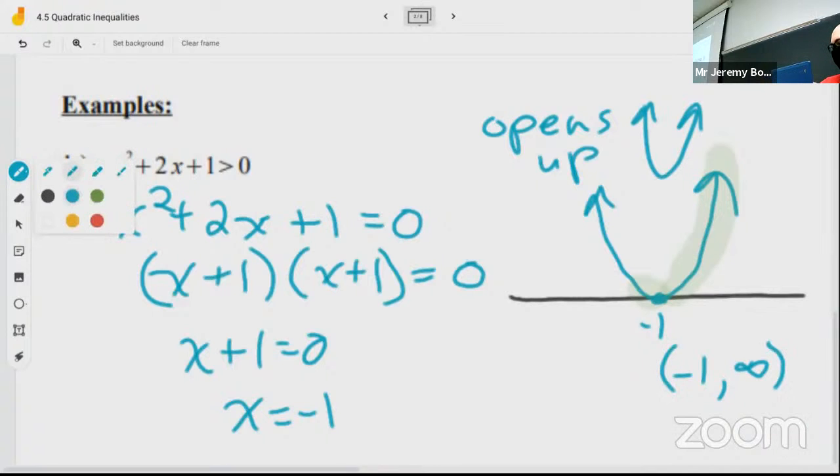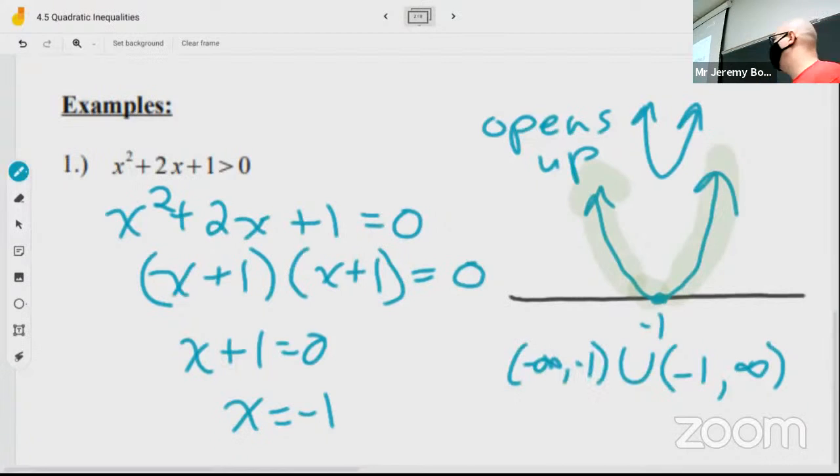But you also have this area here, where it's above the x-axis. So we also need to include that. So we'd also need to include -infinity to negative 1. We're just taking away -1, because -1 is where it's equal to 0. Any questions on that?